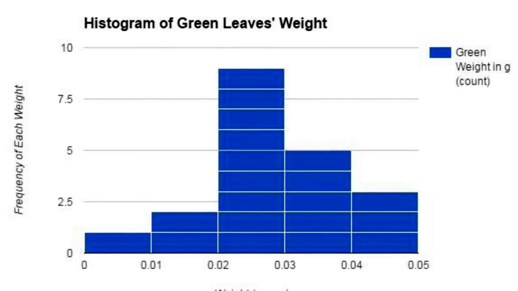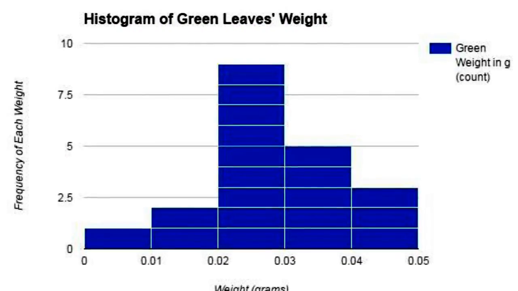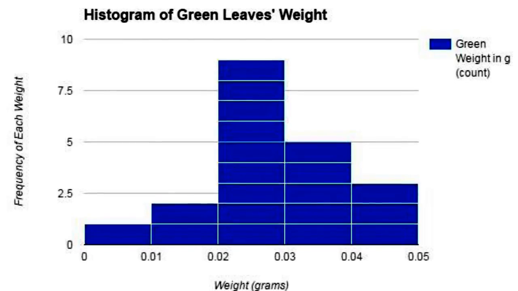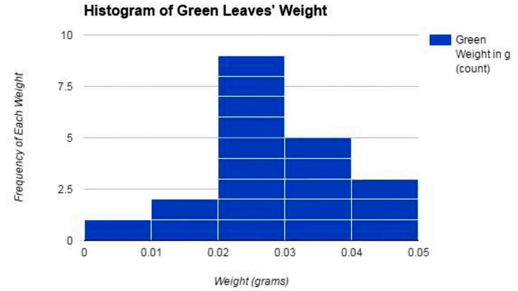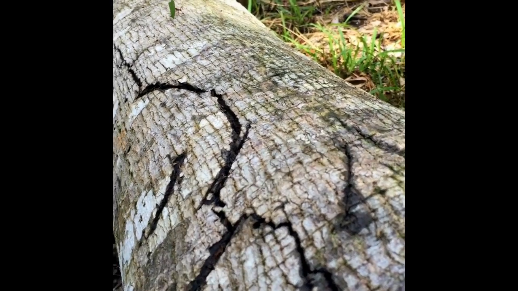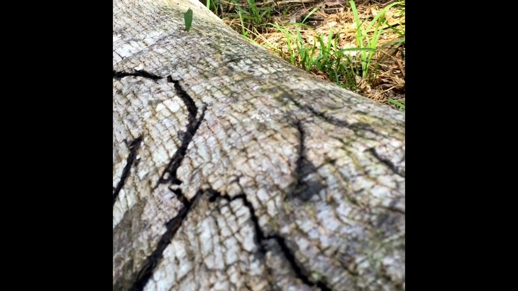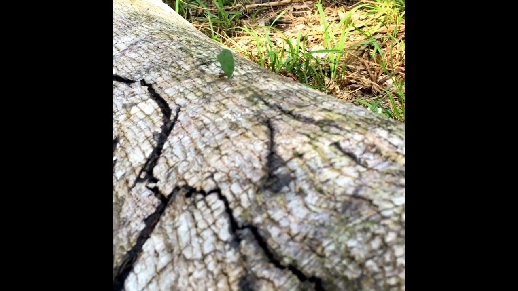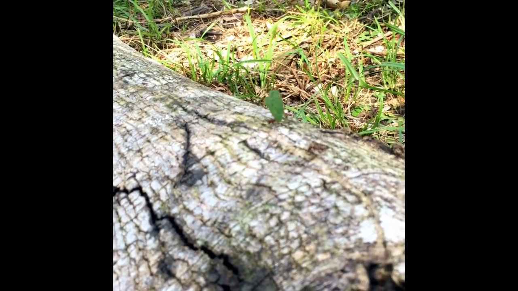The objective of my investigation was to find if there was any correlation between the area and mass of leaves and their frequency. I found that the most frequent leaves were the green leaves, yet they did not necessarily have the greatest mass and had average area.